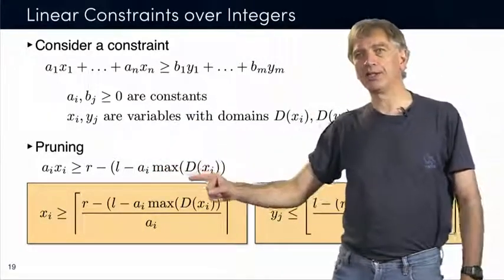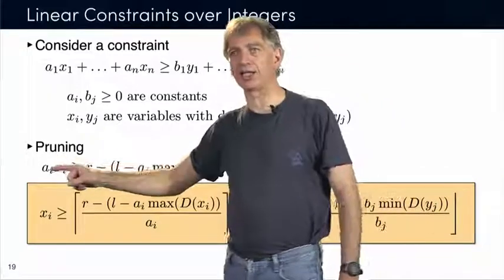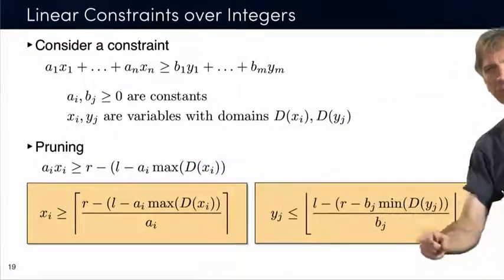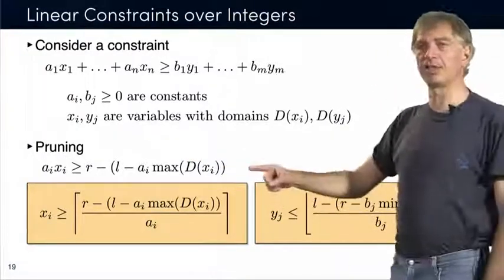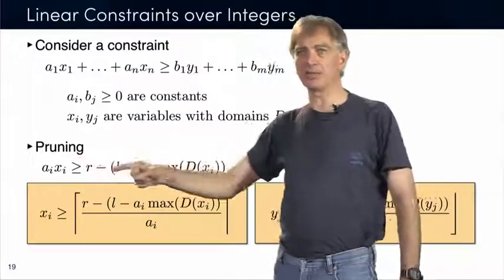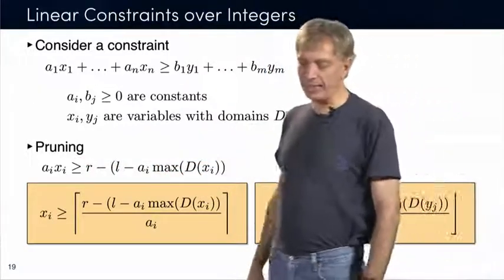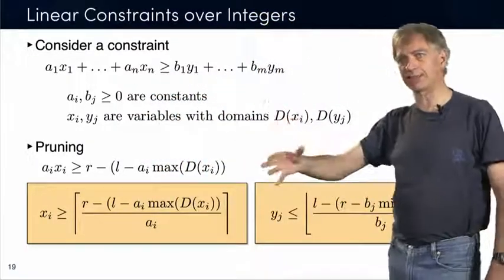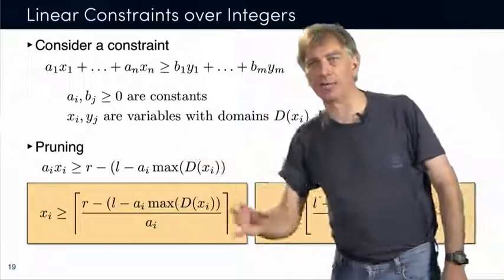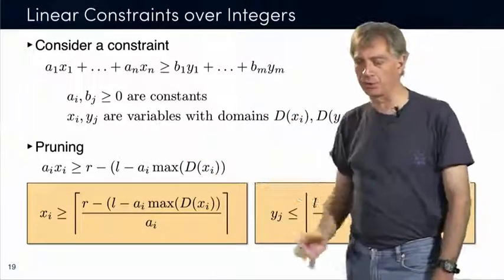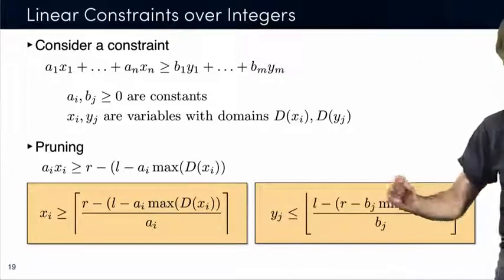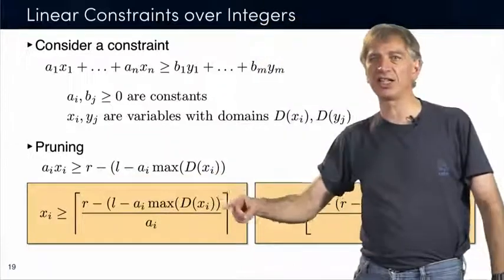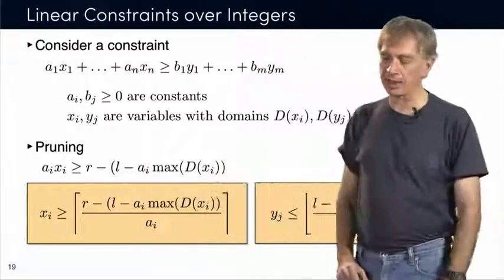And so now I know that this is valid. I know that ai xi has to be greater than that for the constraint to be satisfied, and that gives me this pruning rule that you have here. So I basically take this expression and divide it by ai, and since I want to be conservative and I'm working with integers, I have to round up if it's a fractional value. What you see there is that I'm basically taking the ceiling of that expression over here, and this is how I prune.